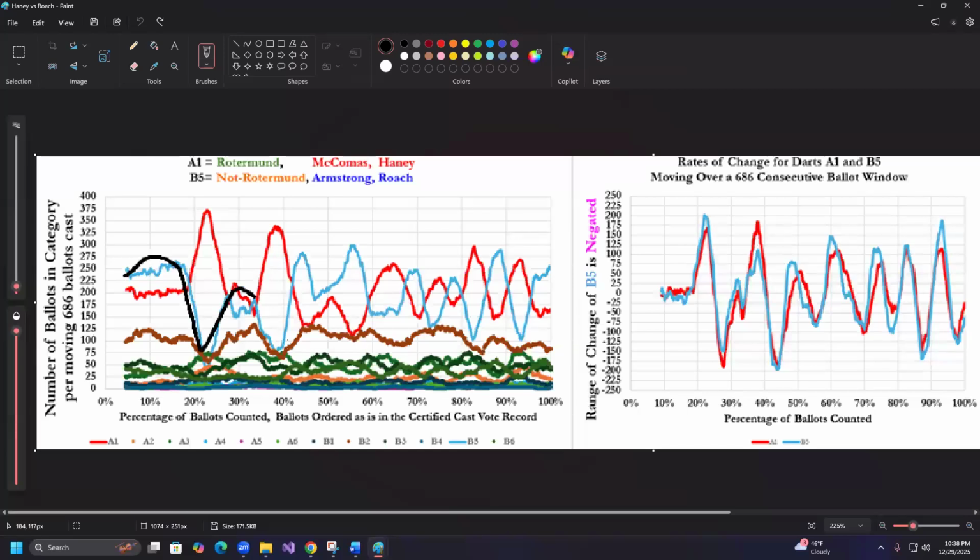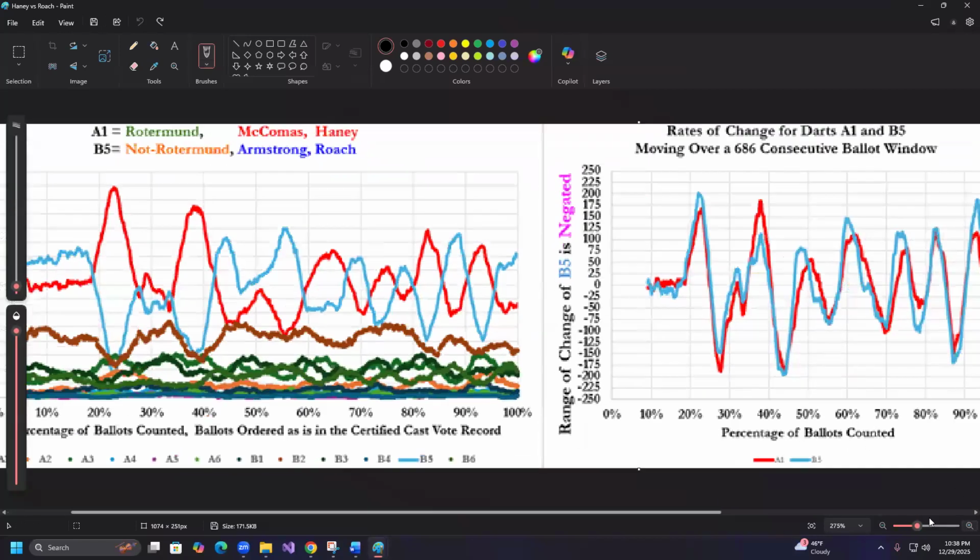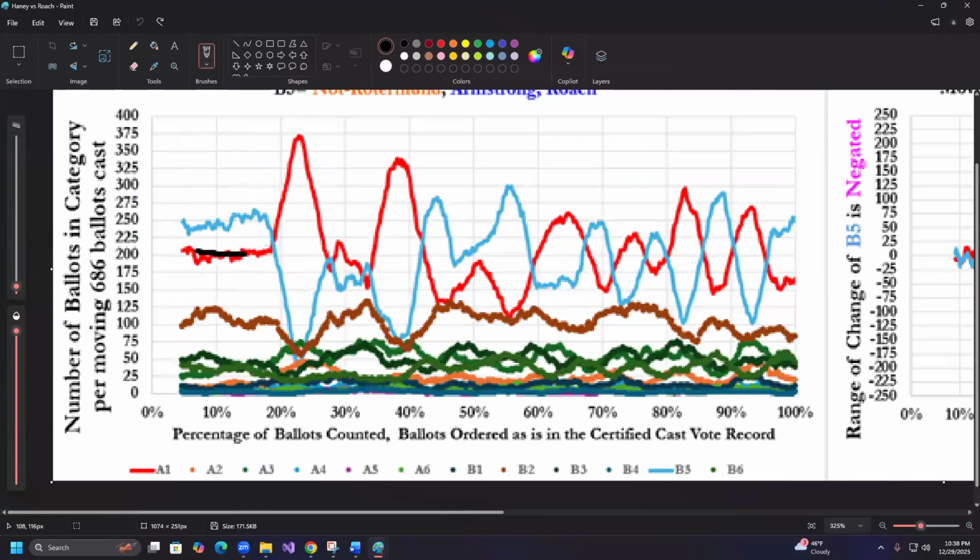The light blue line is... so basically, let's go back to the red line. This is the straight Republican ticket: Rotterman, McComas, Haney. The blue line is the straight Democrat ticket: Allegory, Smith, Armstrong, Roach. Does anybody notice anything about the red line and the blue line?